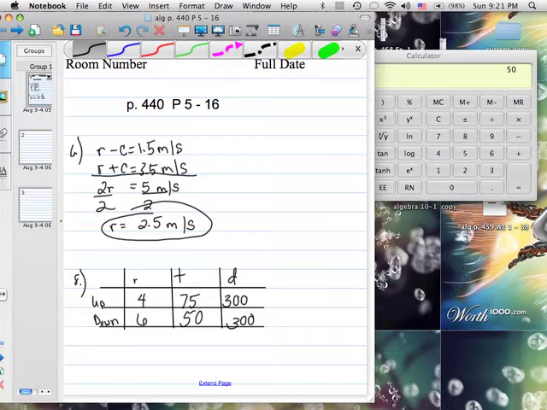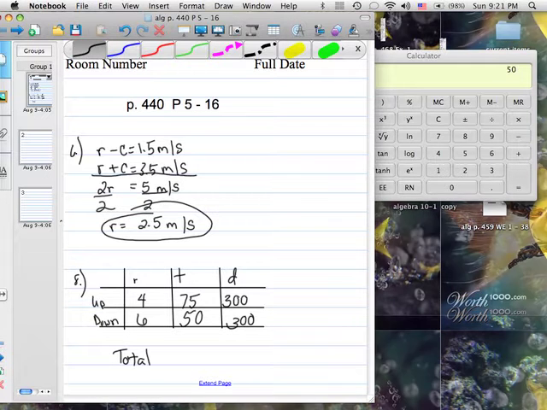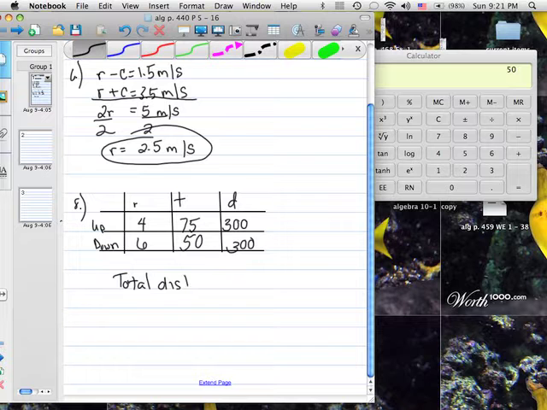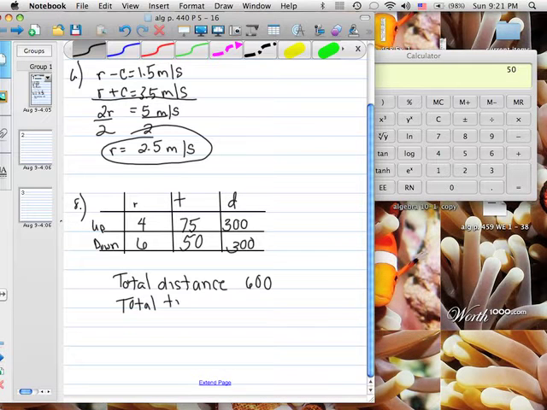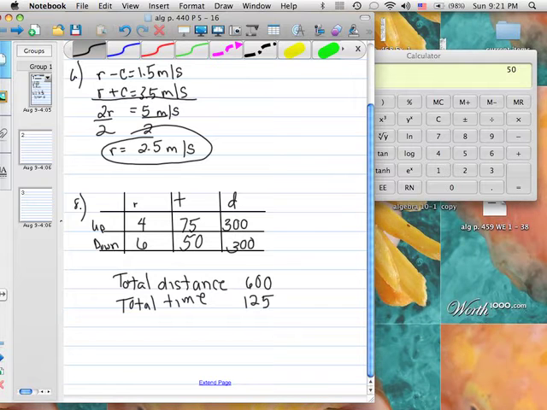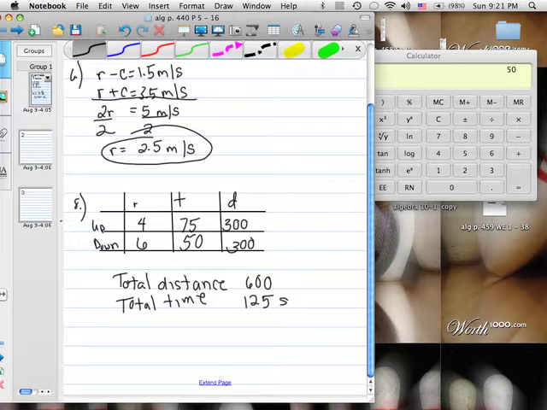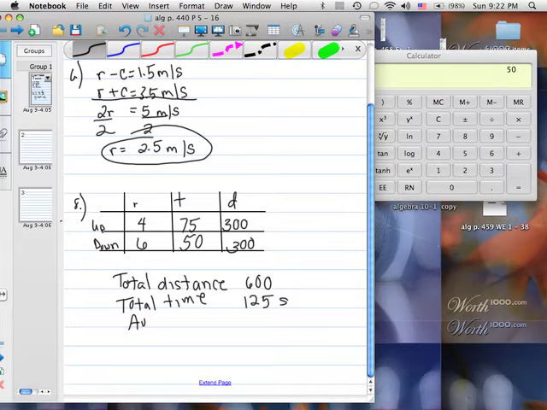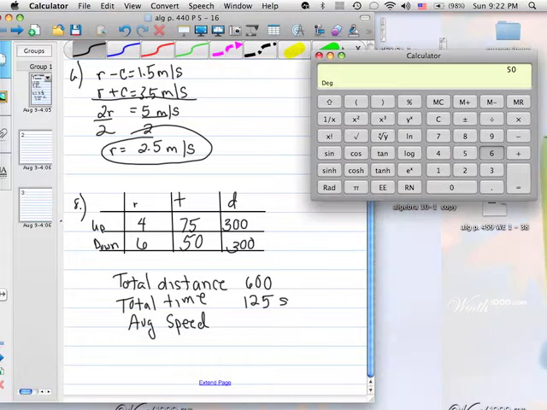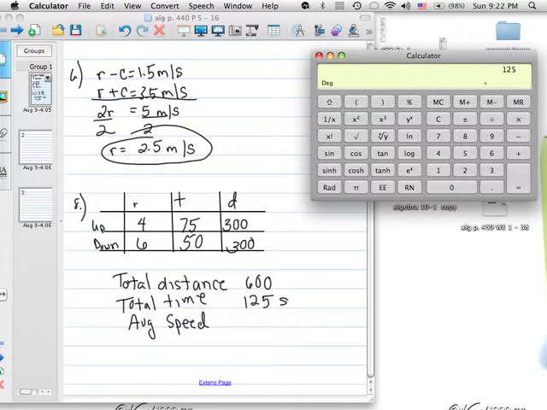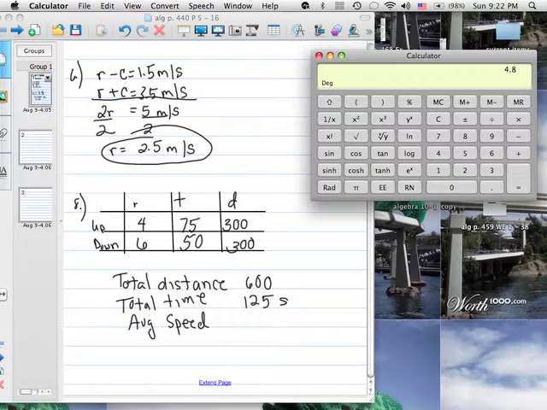So her total distance upstream and downstream was 600. And her total time is 125 seconds. So her average speed: take the 600, divide it by 125, and her average speed is 4.8 meters per second.